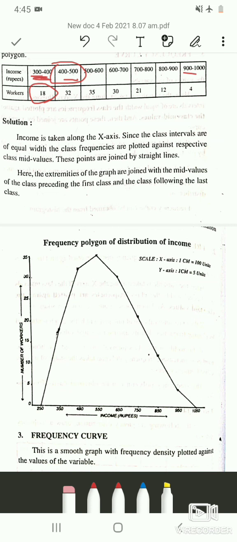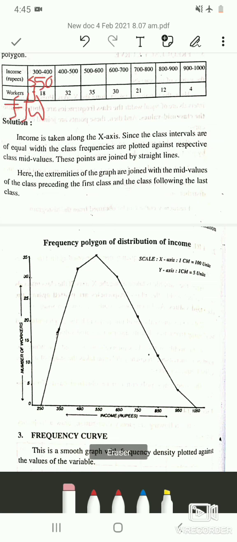If the class intervals are of unequal width, we have to plot using the frequency density which we have seen in the histogram. So the only difference is that instead of frequency we have to take frequency density and plot it against the mid values, which is 350, and join them with a straight line.